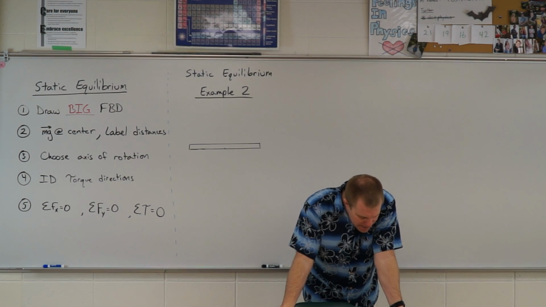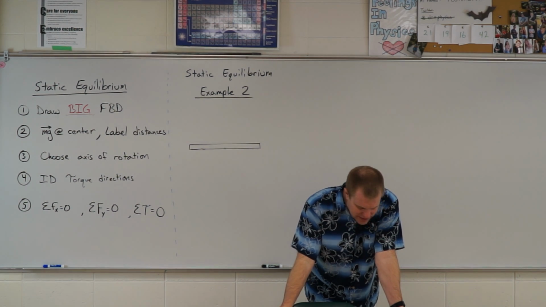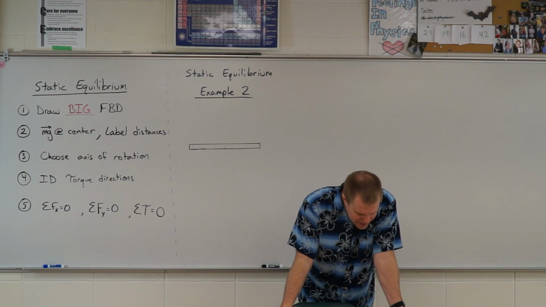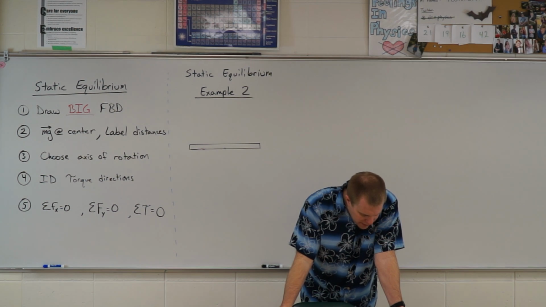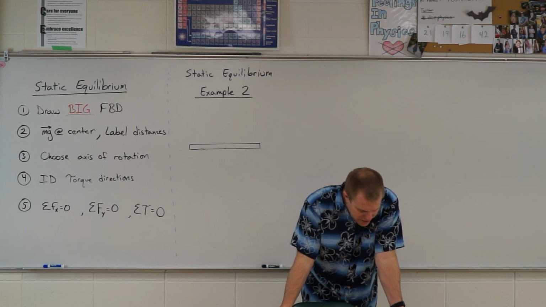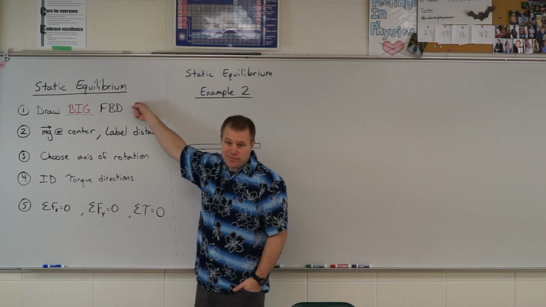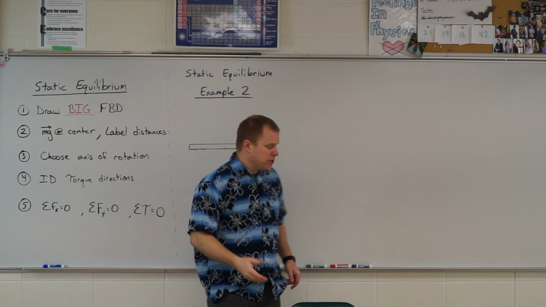A horizontal beam in the figure to the right weighs 150 newtons and its center of gravity is at its center. First, make a free body diagram of the beam, then find the tension in the cable, and then part B, find the horizontal and vertical components of the force exerted on the beam at the wall. All right, so the first thing we want to do, draw that big free body diagram. So let's go ahead and do that.